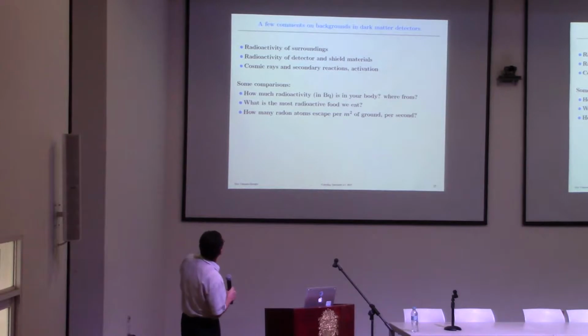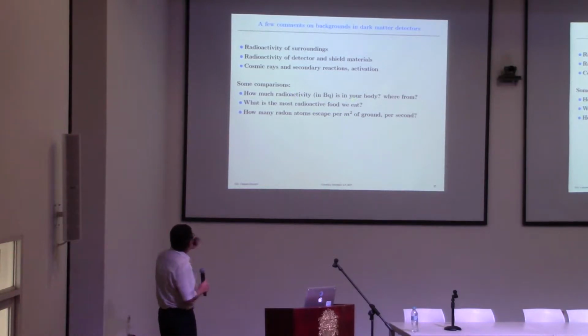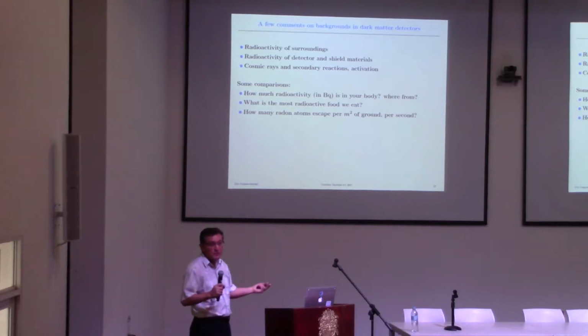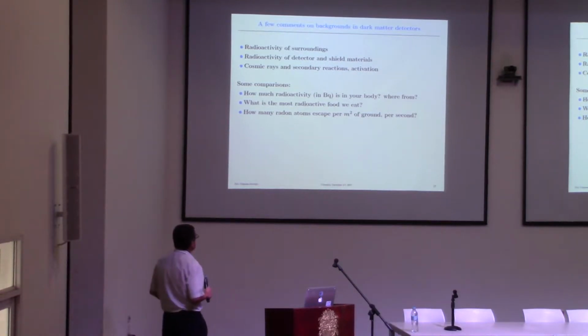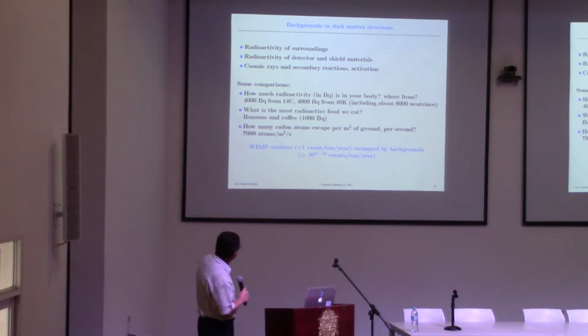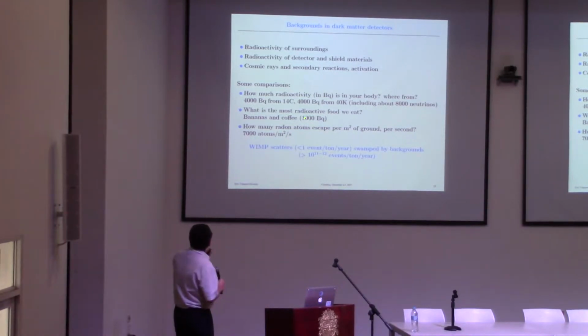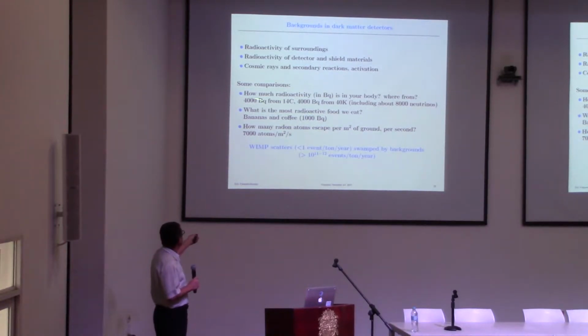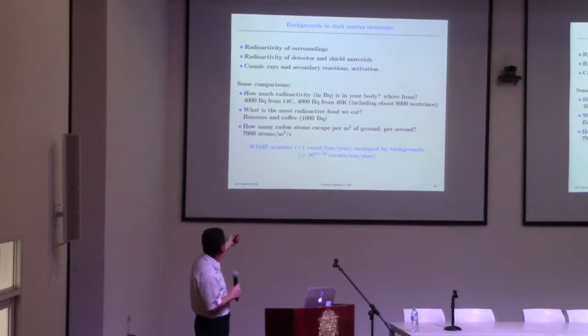So here are some comparisons: how much radioactivity is in our body, what is the most radioactive food that we eat, for example. And well, here are the answers. This is the 10 to the 11, 10 to the 12 events that we get in our detectors. I mean, it's not coming from this; this is just a comparison. And so all these energy depositions from components are huge. It's, for example, 1,000 becquerels from the coffee.